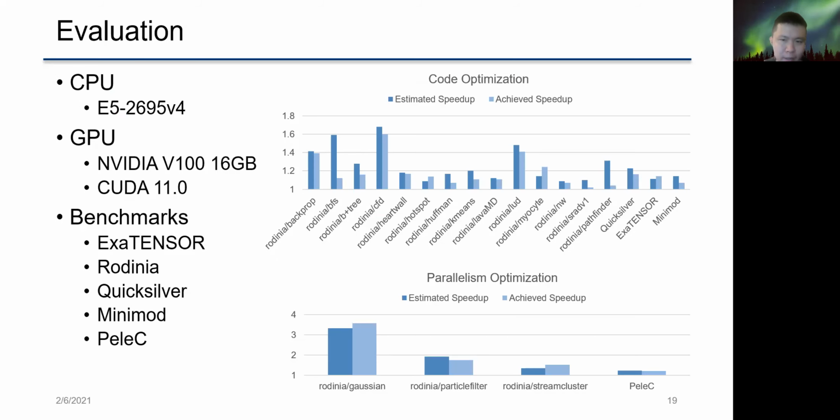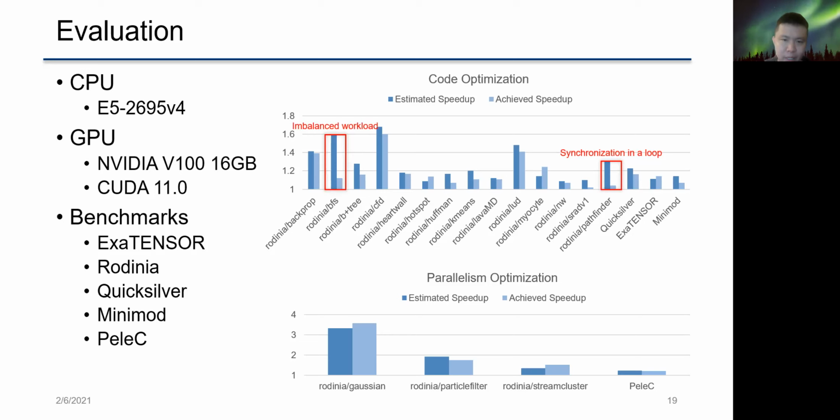We also applied GPA to a broad range of benchmarks, including Rodinia benchmark, Quicksilver, Minimod, and PeleC. We evaluated these applications on an Intel CPU with NVIDIA V100 GPU using CUDA 11.0. On the right side, we can see from this histogram that our estimated speedup and the achieved speedup by using the optimization suggested by GPA is quite close for most of the benchmarks. Those two benchmarks are two outliers.